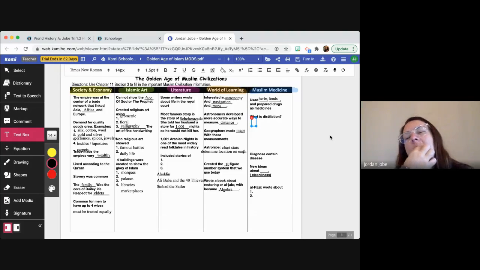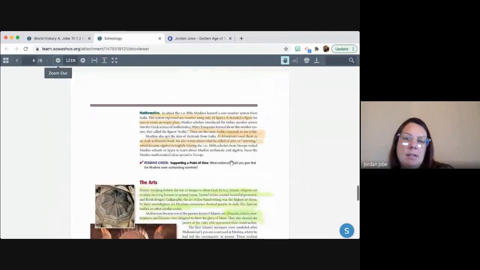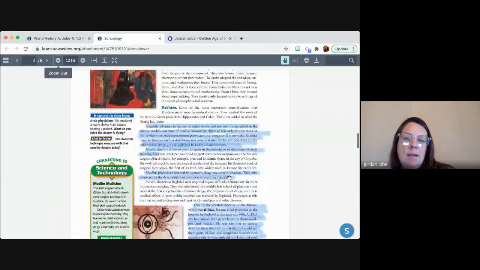What do you guys think? It was a way to do what? And distillation was a way to do what? Comes right from our textbook. Okay, it's talking about it right here. And what is distillation?